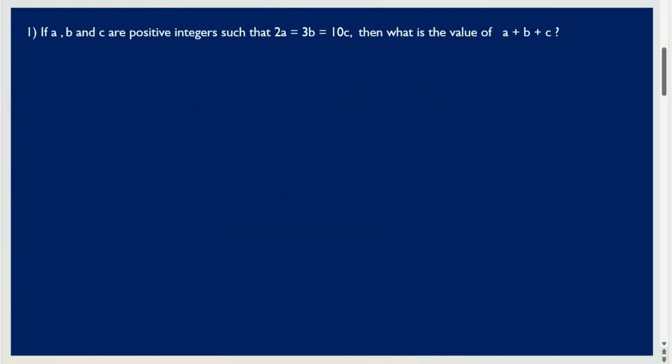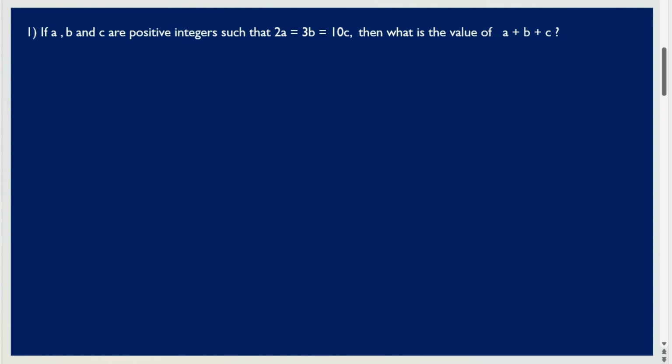Okay, number 1. If A, B, and C are positive integers such that 2A equals 3B equals 10C, then what is the value of A plus B plus C? So here, we want to find A, B, and C, their value, and then add them all up.